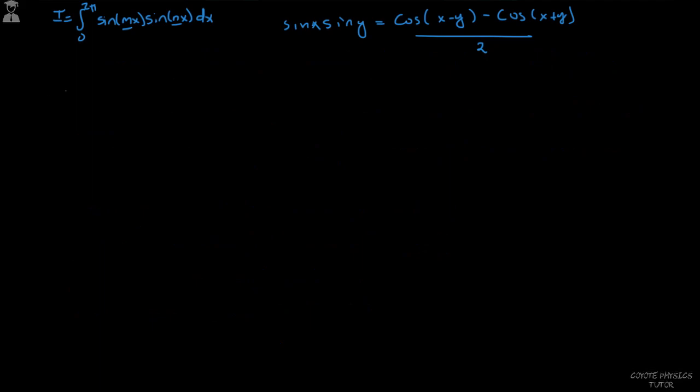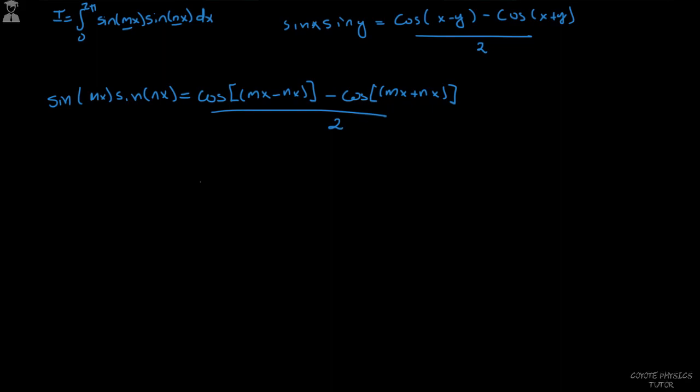Okay, so all I have to do now is just plug in mx for x and then nx for y. And then you'll see that sine of mx sine of nx will be equal to cosine of mx minus nx minus cosine of, you'll see why I'm using these brackets in a bit, because we have some common terms, mx plus nx, and then all of this divided by 2.